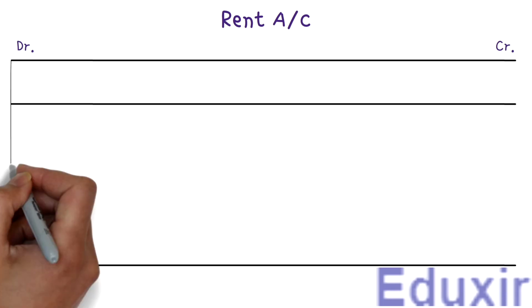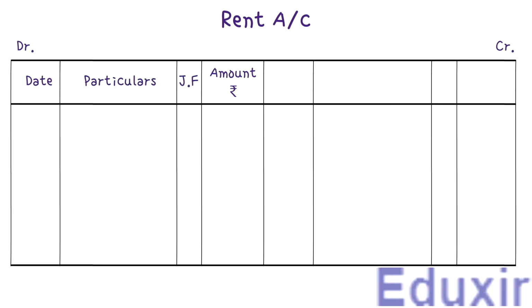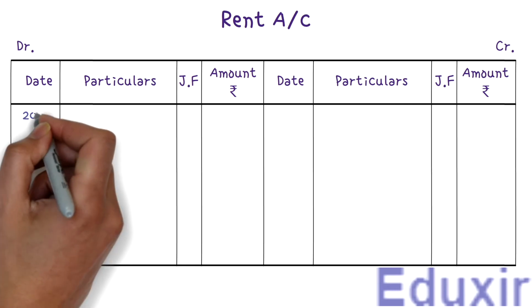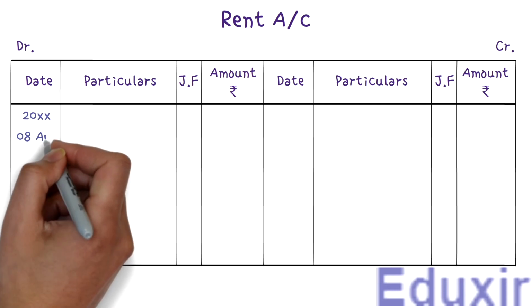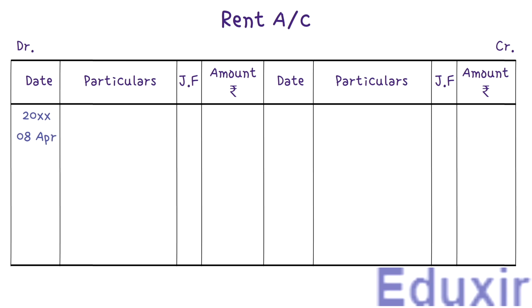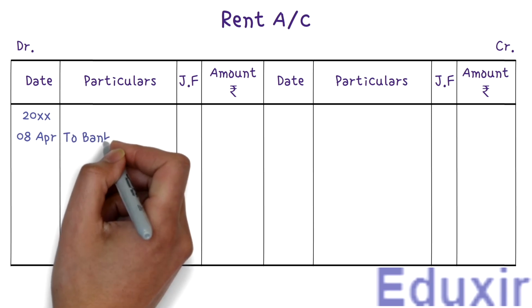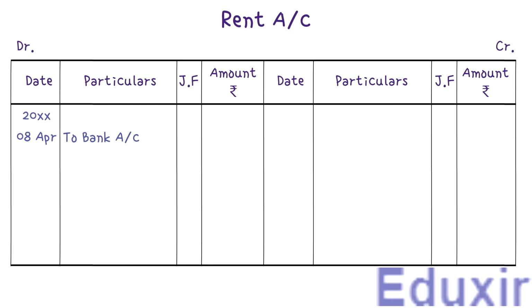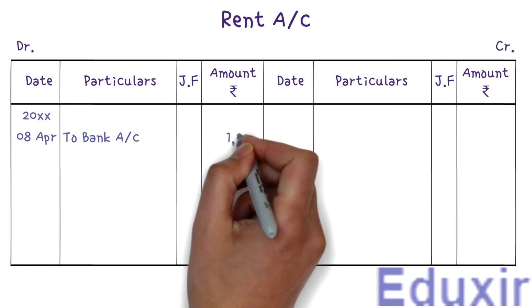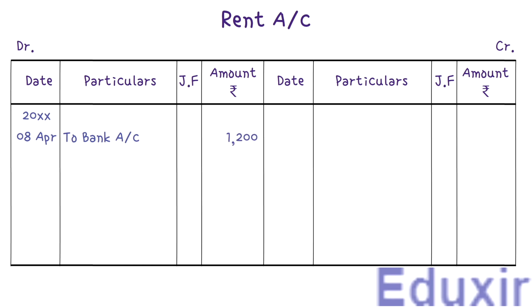Let us then have the ledger account format with all the headers. As this is the first entry on the debit side, let us first write the year in the date column. Let us then write the date. Let us then write to bank account into the particulars column. Let us then write the debit amount of 1200 rupees into the amount column. That completes the posting of this journal entry into rent account.